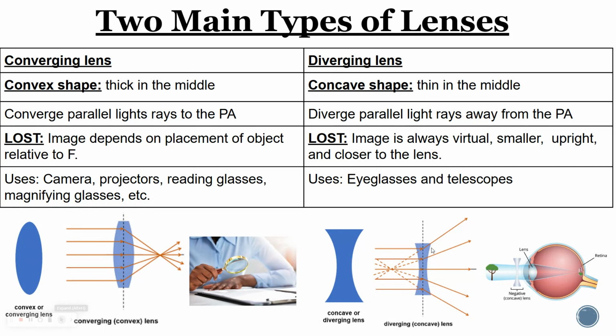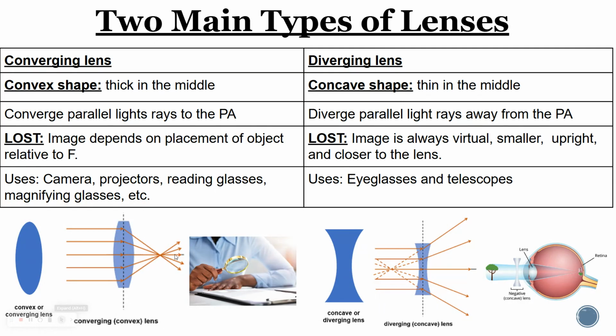This type of lens over here makes light rays move farther away from each other. So that's called a diverging lens. But if you had to classify these based on shape, this shape here is convex because it bulges outwards, and this shape here is concave because it curves inwards.